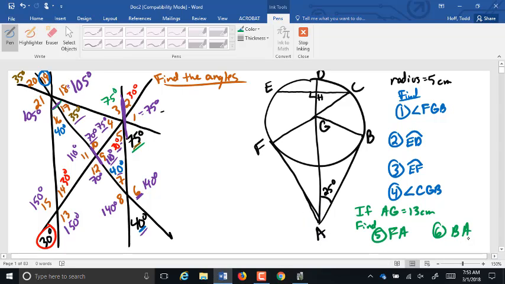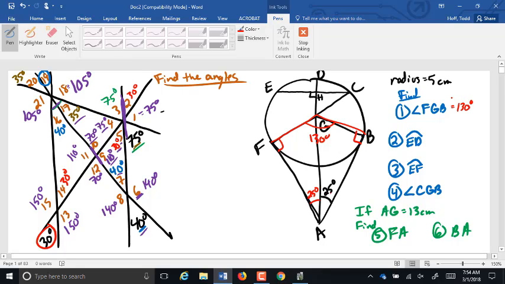Well, let's see where this takes us. We're given a radius of 5 centimeters, which really doesn't say a whole lot for us at the beginning of this, but we're looking for angle FGB. FGB, so it's this angle here. If I know that this is 25, what do I know about this one? That's 25. We know these are 90, so that's 50. This up here has to be 130.